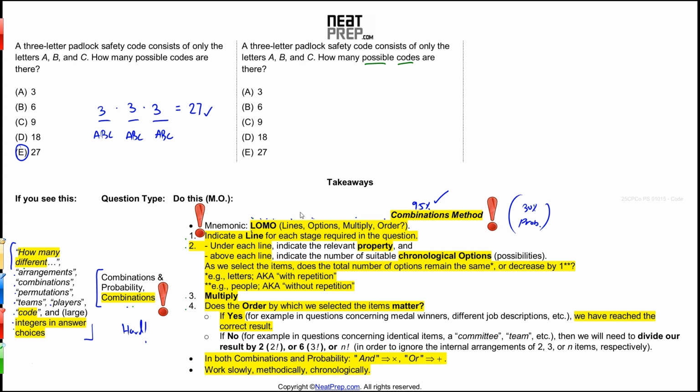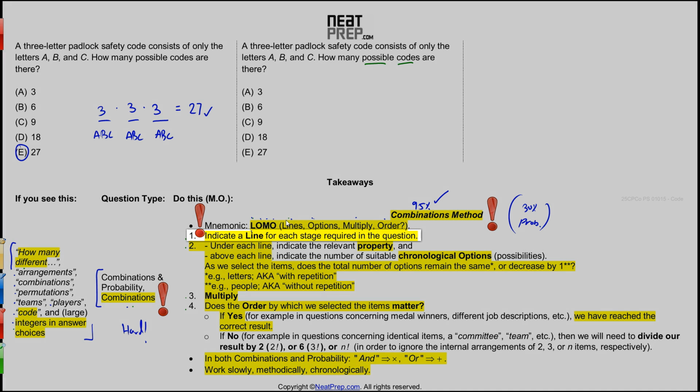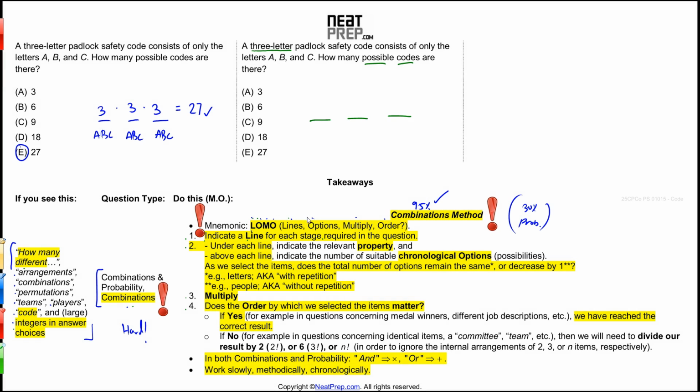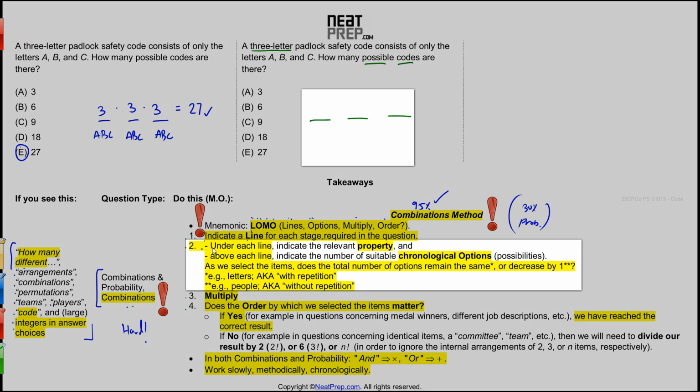L is for lines. We need to indicate a line for each stage required in the question. How many stages are required in the question? 3, since this is a 3-letter code. We draw 3 lines. O is for options. Under each line, we indicate the relevant property, either A, B, or C, here, here, and here.